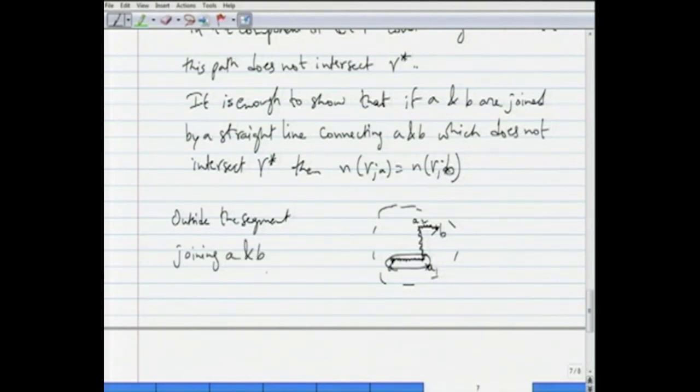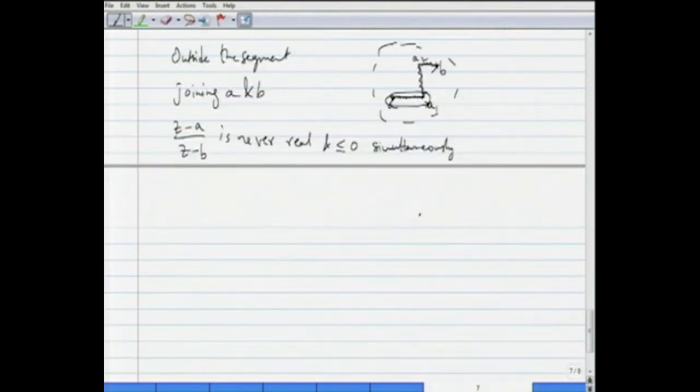The complex number z minus a divided by z minus b, for z outside the segment joining a and b, is never real and less than or equal to 0 simultaneously. Here is a b. The map z minus a divided by z minus b takes b to infinity and takes a to 0. So this map, f of z equals z minus a by z minus b, takes the line segment joining a b to the whole negative real axis.